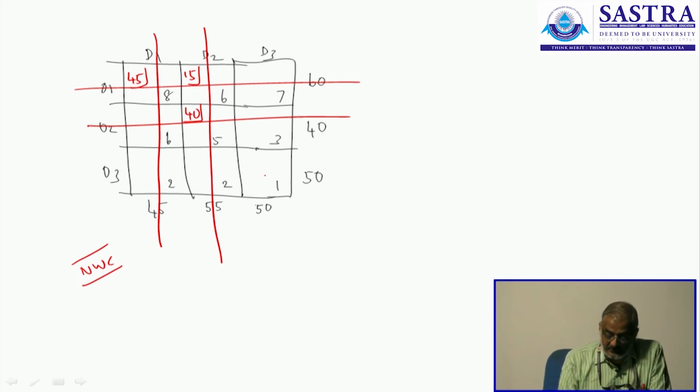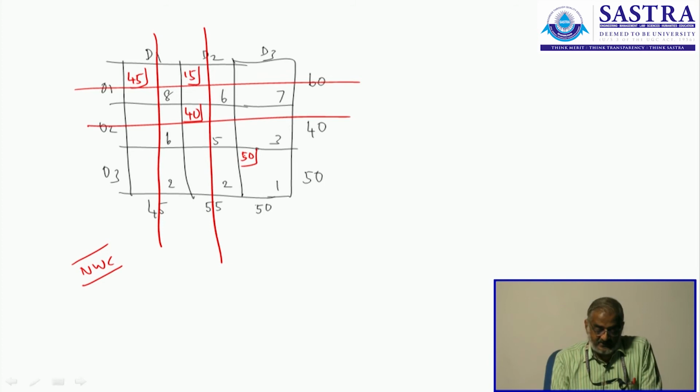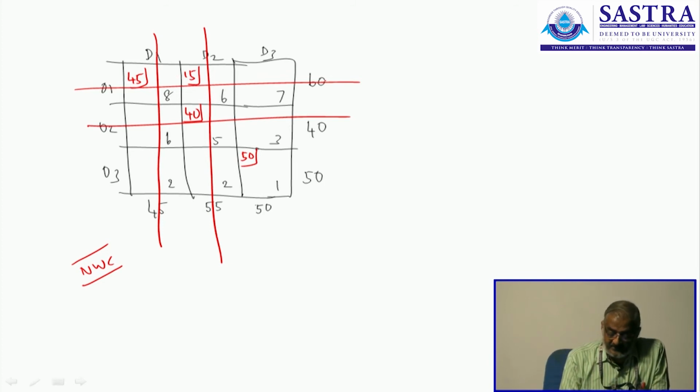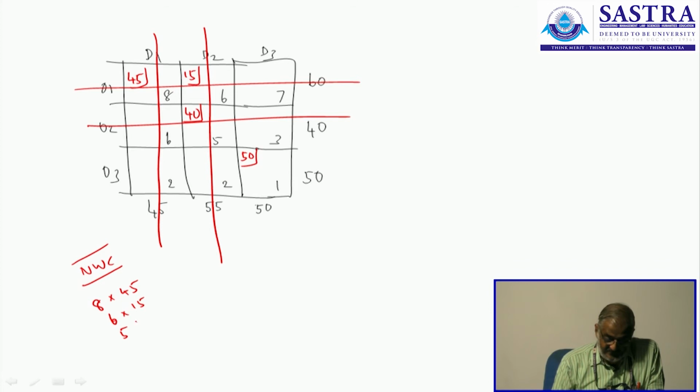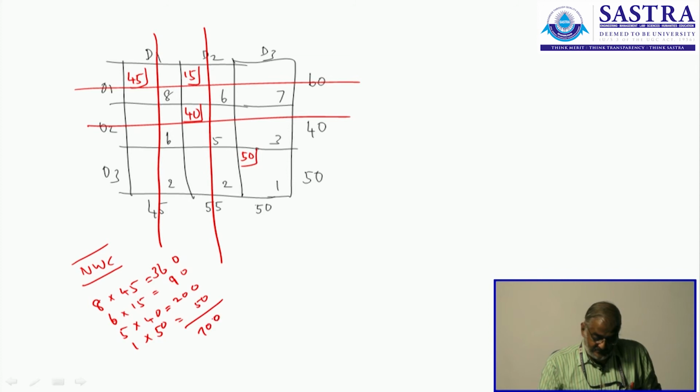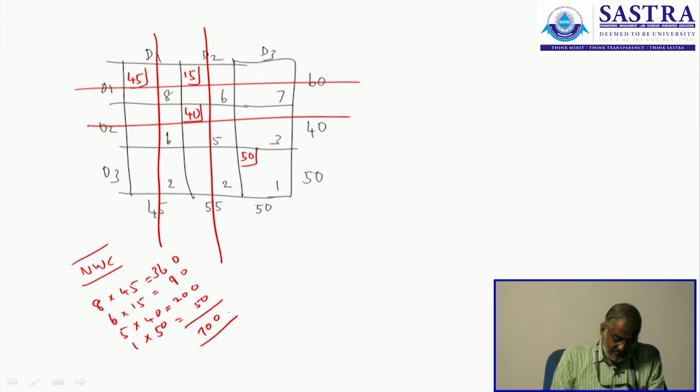Now next cell is O3 D3, where the demand is 50, supply is also 50. So I can supply this 50. Now let us verify the rim requirements. 45 plus 15, 60, 40, 40, 50, 50. Come to column, 45, 15 plus 40, 55 and 50. So NWC is now over. So what is the total cost for this northwest corner rule? We will have 8 into 45, 6 into 15, 5 into 40, then 1 into 50, 700. This is the total transportation cost by northwest corner rule.